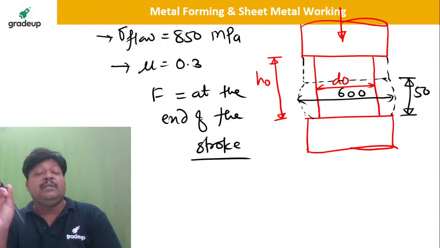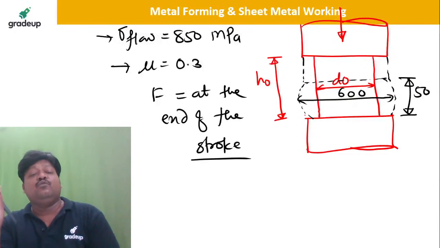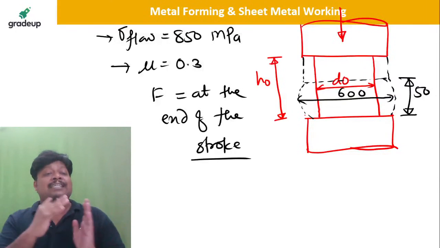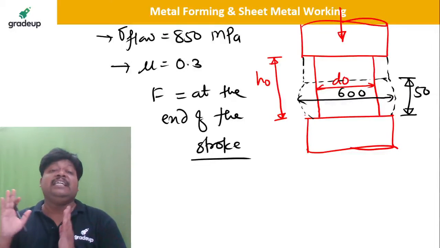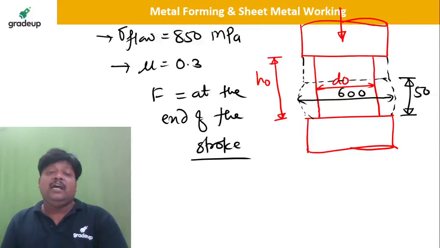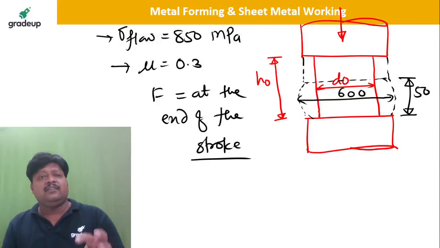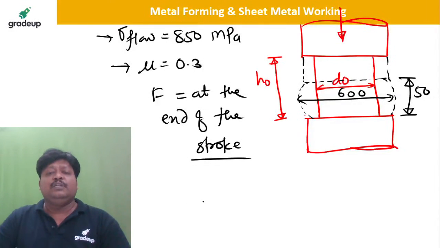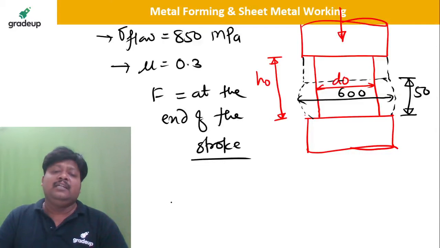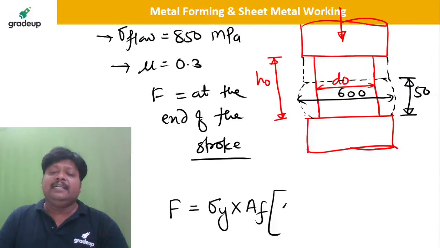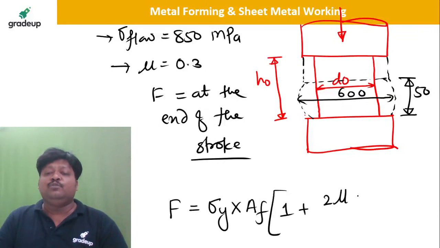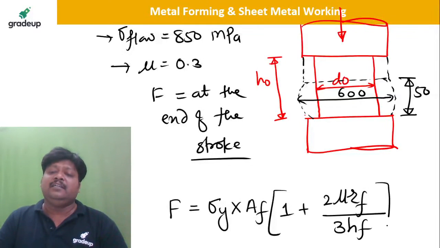So there is one important assumption, dear students. Whenever the force is applied in the forging operation, we are taking it is maximum at the end of the stroke, at the end of the blow. And whenever the coefficient of friction is given in the question, dear students, we know the formula, very important formula, that is the force in the forging operation is given by sigma flow or sigma y into A final into bracket 1 plus 2 into mu times R final divided by 3 times H final, isn't it?